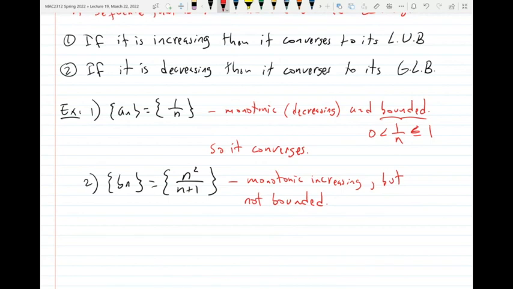The point of this little example is just to let you know that if you want to guarantee convergence, you need to have both properties. Having one of them is not enough. If it's increasing but not bounded, that means it just keeps going up non-stop, so it's not going to converge. It's not going to get close to anything.